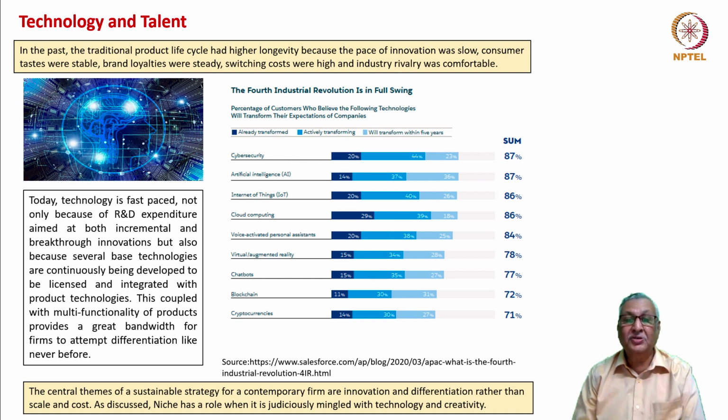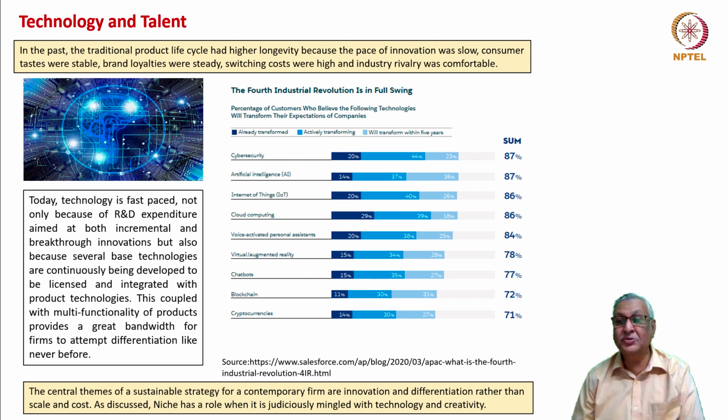87% believe that cybersecurity is actively transforming or already transformed. Artificial intelligence, respective percentages are 14% and 37%. IoT, 20% and 40%. Cloud computing, 29% and 39%. Voice activated personal assistants, 20% and 38%. Virtual augmented reality, 15% and 34%. Chatbots, 15 and 35. Blockchain, 11 and 30.